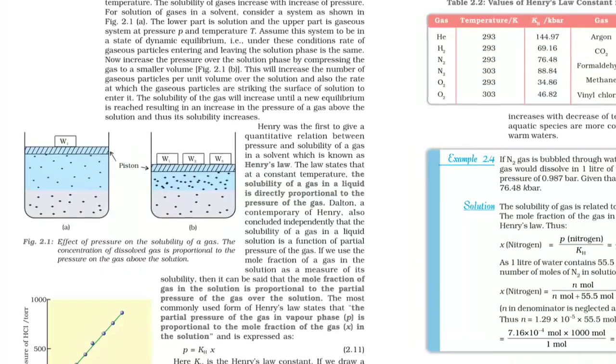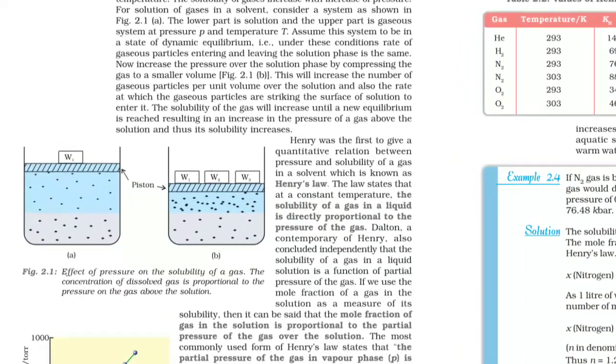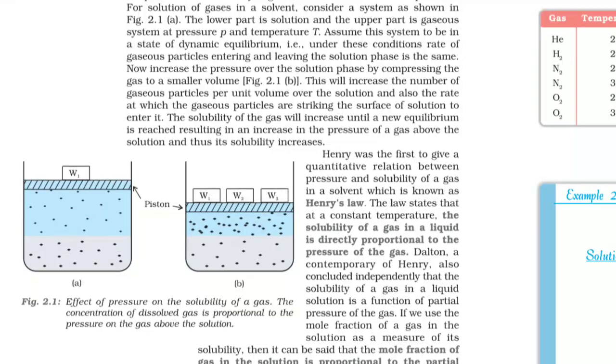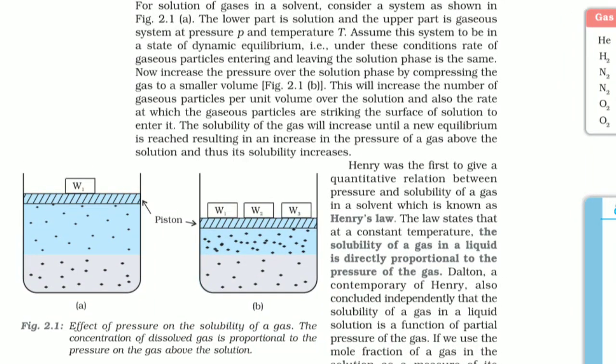So let us now discuss in detail. First the pressure: how does it affect the solubility of a gas in a liquid? We can take a setup like the one given in figure 2.1. In that setup we take a beaker or a cylinder with a piston which can be moved easily. That means we can apply pressure from outside to move the piston inside, or we can pull the piston out. Inside that cylinder we have some solution, and above the solution we have some gas particles.